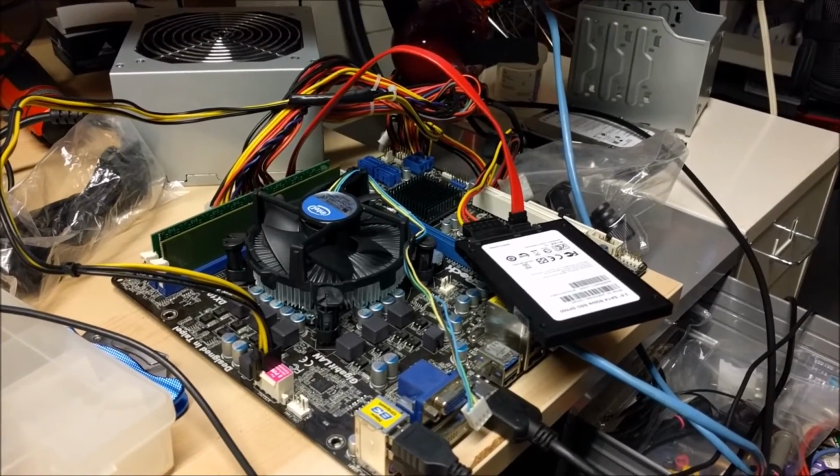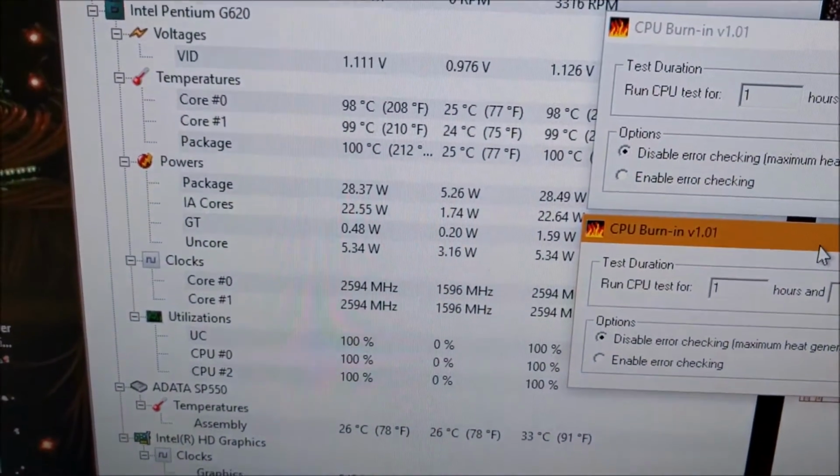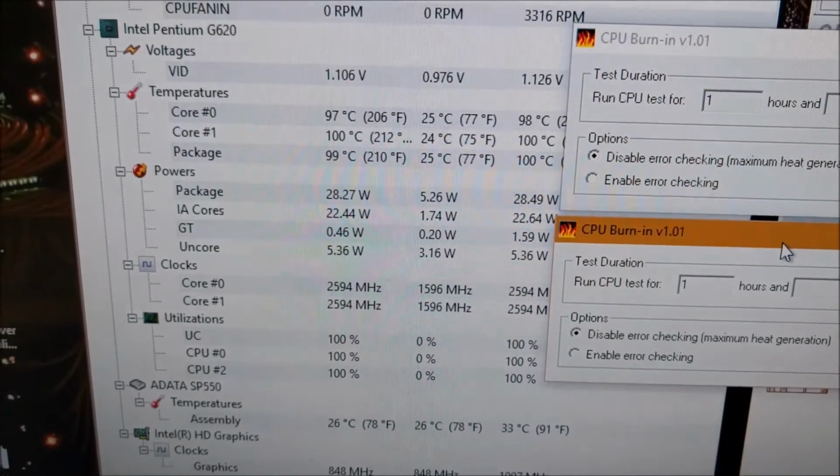Well, I'm still running the CPU without the fan connected. And I'm currently at 99, oh, 100.